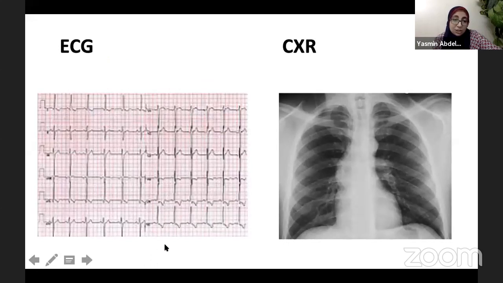This was his ECG. It shows LVH with strain pattern, and this is his chest X-ray. It showed a dilated ascending aorta, normal cardiac dimensions or cardiac size, and a prominent aortic knob. It goes with aortic stenosis, valvular aortic stenosis with post-stenotic dilatation.